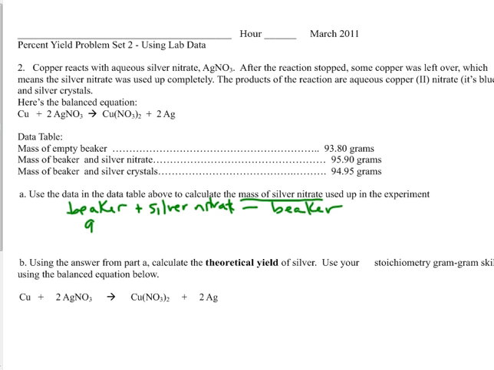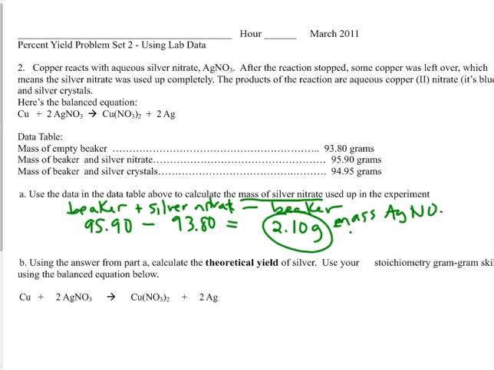So you should have 95.90 minus 93.80, and so the difference in grams there is 2.10 grams. So that right there is the mass of the silver nitrate. Now this number is not going to go into your percent yield equation. This is just the starting number that you're going to use for your stoichiometry in part B.